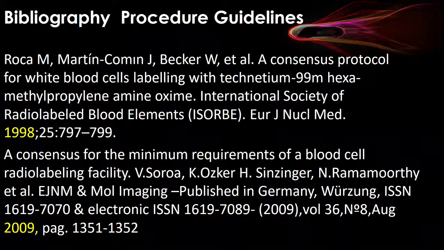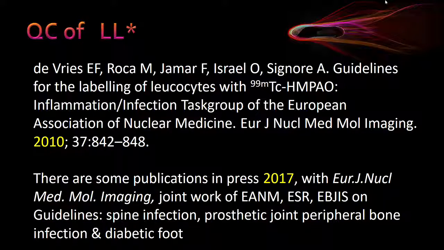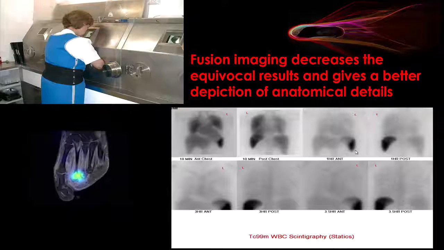We have already heard about the procedure guidelines: one was from ISORBE in 1998, another in 2009. We have the Brie and Rocca in the European Journal of Nuclear Medicine and Molecular Imaging 2010, and now in December 2017, in the European Journal of Nuclear Medicine, we are going to have very soon guidelines for spine infection, prosthetic joint, peripheral bone infection, and diabetic foot. Here is an image of the labeling of white cells in a flow cabinet, here what you see with the SPECT-CT, and here the quality control performed in images of a doctor that had attended the training course of Professor Kutlan.